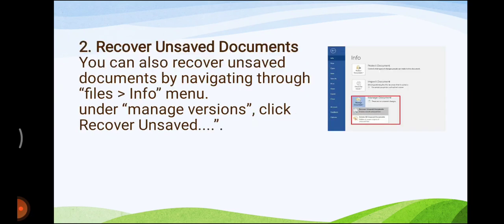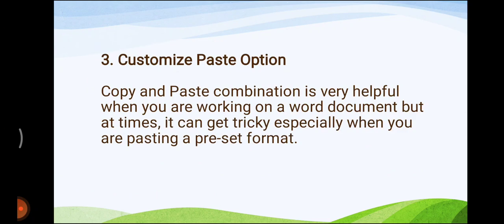Number 2 is recover and save documents. You can also recover and save documents by navigating through the File Info menu. Under Manage Versions, click Recover Unsaved Documents. Open a list of unsaved files, double-click a file to open, and click Save As to save a copy of the file. Number 3 is customize paste options.